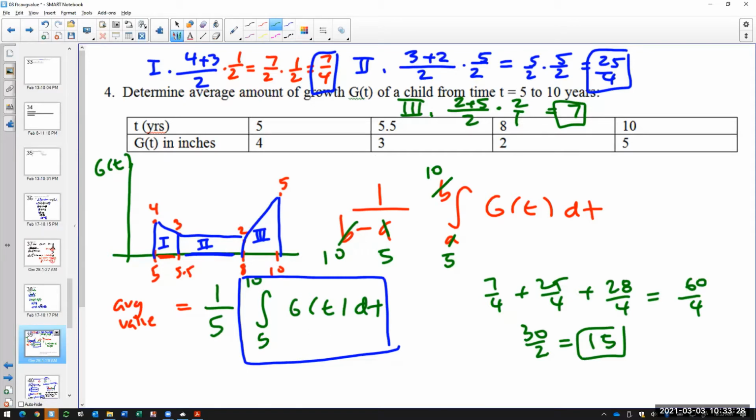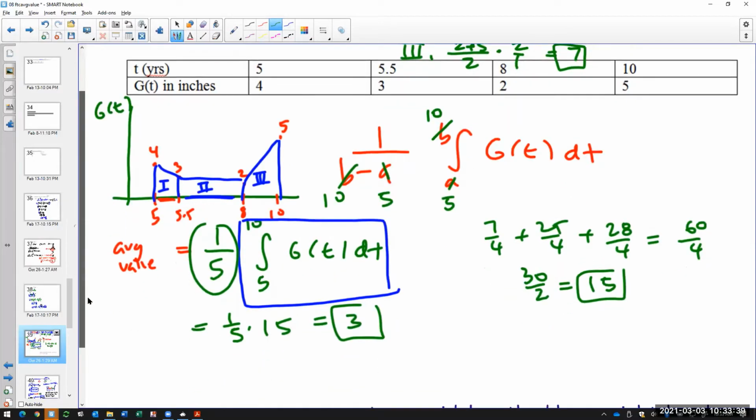But what do I need to do with it to get the average value? Divide by 5 or multiply by 1/5. So my answer actually is going to be 3. Okay, so the average value is 3. And see if that makes sense. Remember what average value is? Take this thing and color it in.